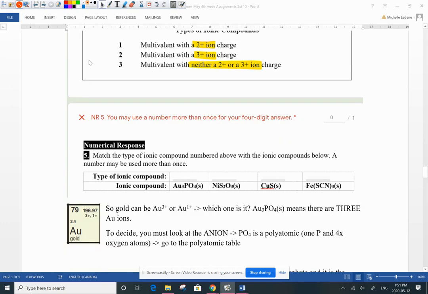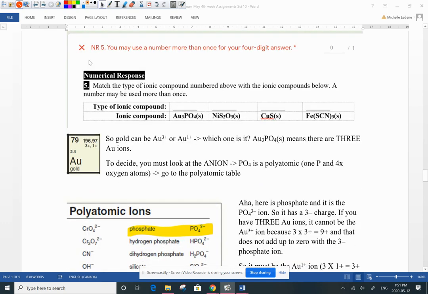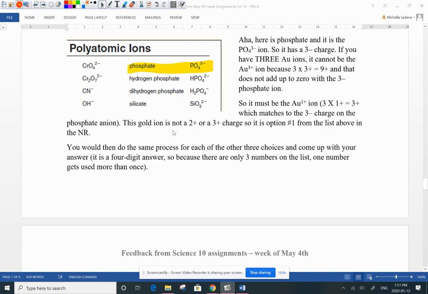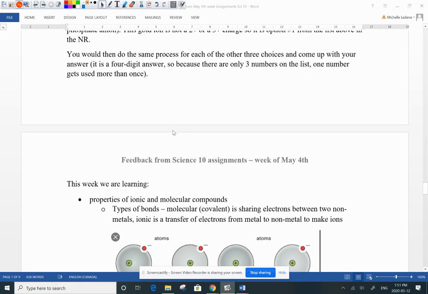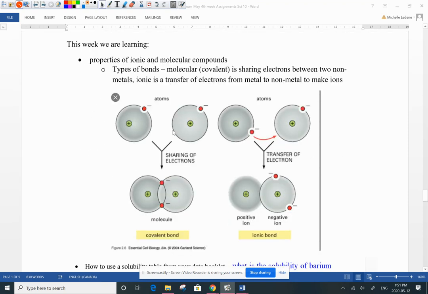And here was another one that students had trouble with, right? So again, reading carefully. Is it going to be a 2+ charge, a 1+ charge, a 3+ charge, and you have to look at the anion to determine that. And again, you're going to the polyatomic table when it's phosphate ion. And our golden rule is that the positives and negatives have to match up and add up to 0 when we are making compounds. So this week we are going to be learning about properties of ionic and molecular compounds.